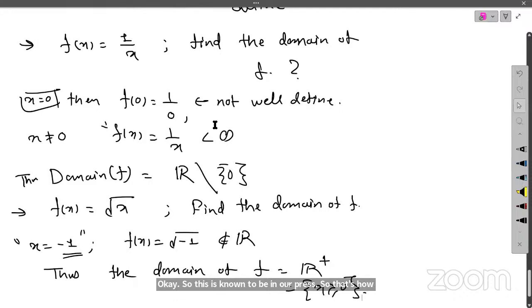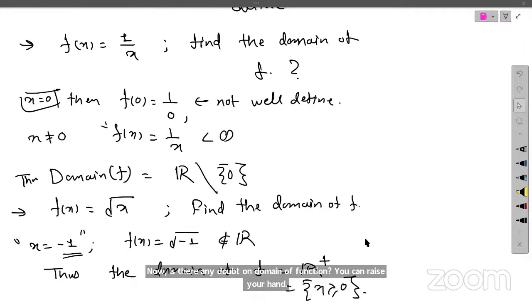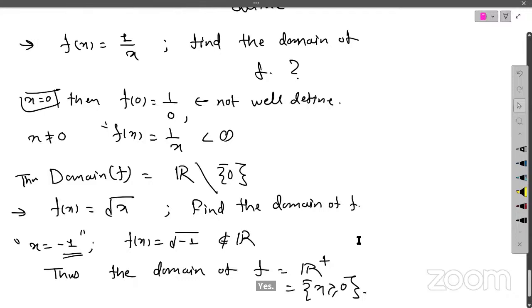Okay, now is there any doubt on the domain of a function? You can raise your hand. Yes, Kishore. Hello, ma'am. Am I audible? Yeah. Okay, ma'am.